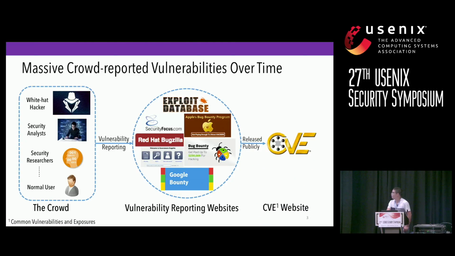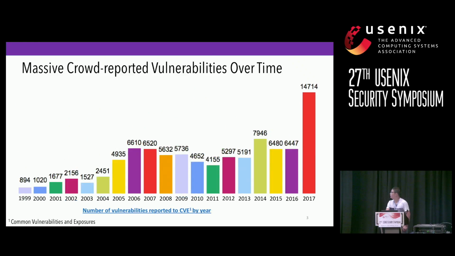And after vulnerabilities are publicly released, reporters usually request an ID from the CVE website. CVE is a list of common identifiers for publicly reported cybersecurity vulnerabilities. And this figure shows the number of vulnerabilities reported to CVE by year. You can see the significant increase along with time. And the CVE website has archived more than 100,000 vulnerabilities.